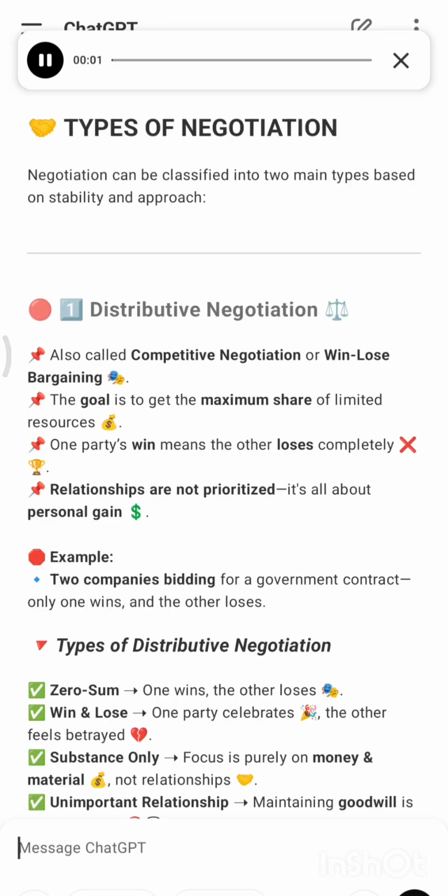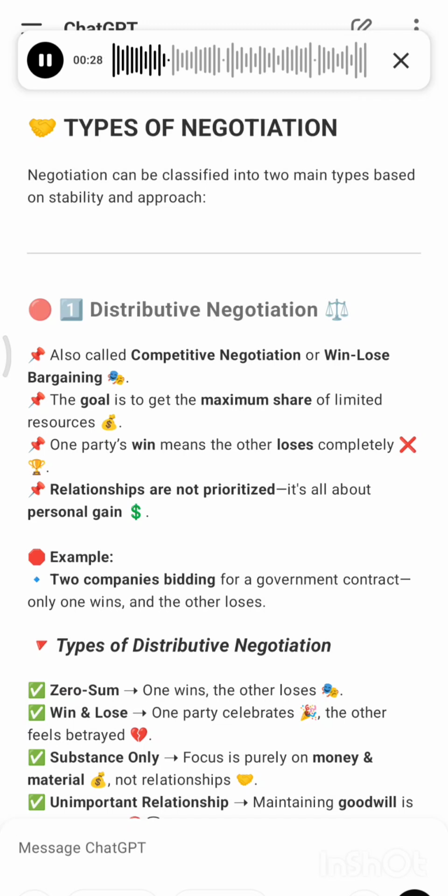Negotiation can be classified into two main types based on stability and approach. One, distributive negotiation, also called competitive negotiation or win-lose bargaining. The goal is to get the maximum share of limited resources. One party's win means the other loses completely. Relationships are not prioritized. It's all about personal gain.